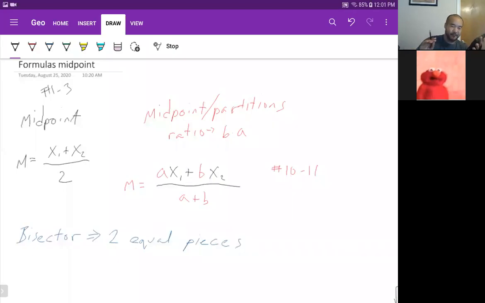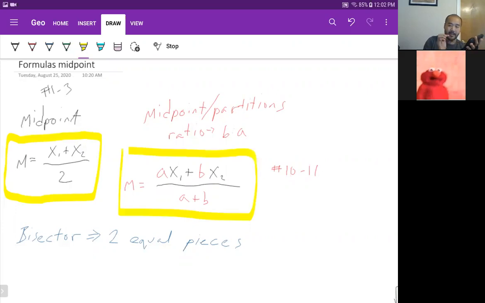Okay, so these are the formulas you need for today's work. There's the midpoint formula, which I think is for the first 3 or so. Then there's the midpoint with partitions formula, which is for the last 2. And then the other one's a bisector. You just need to know that a bisector will cut something into 2 equal pieces.